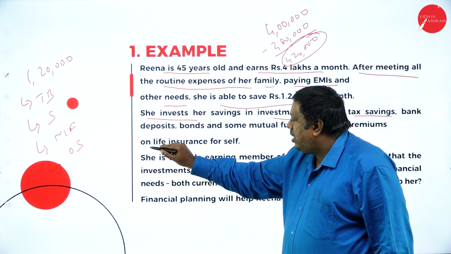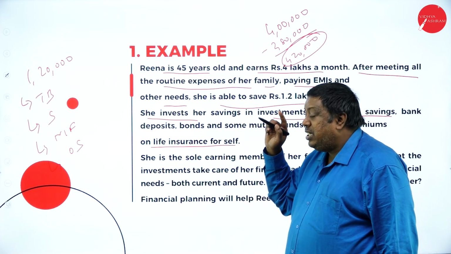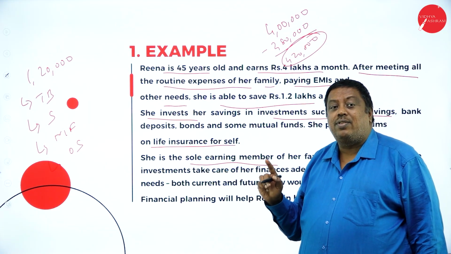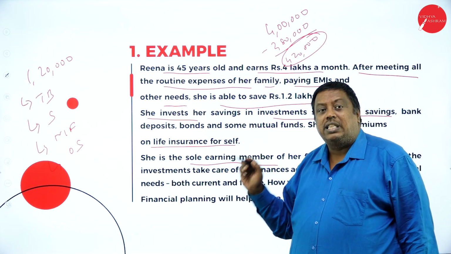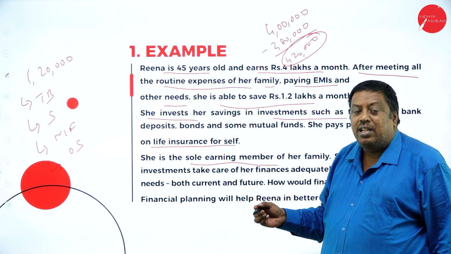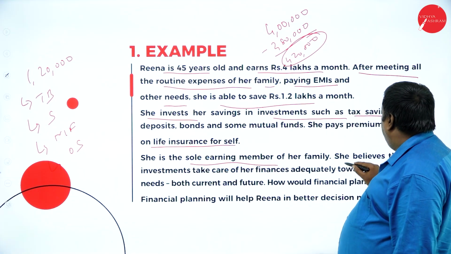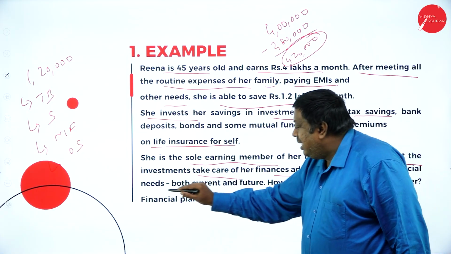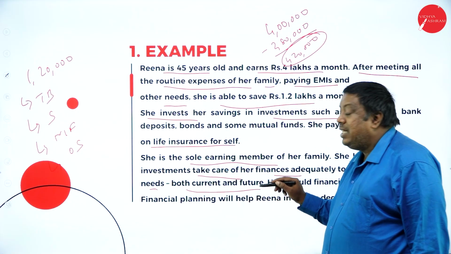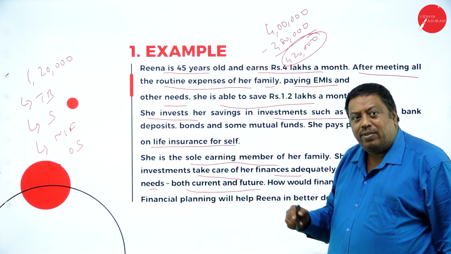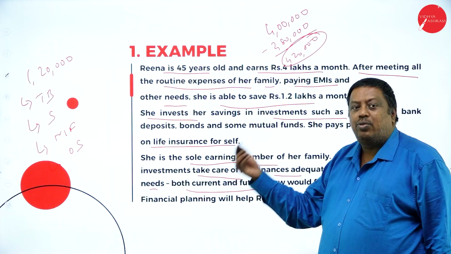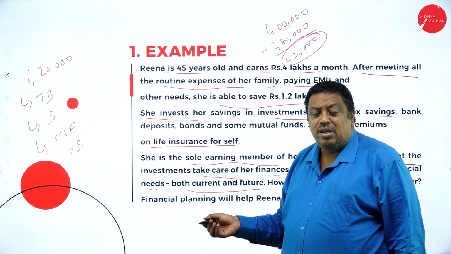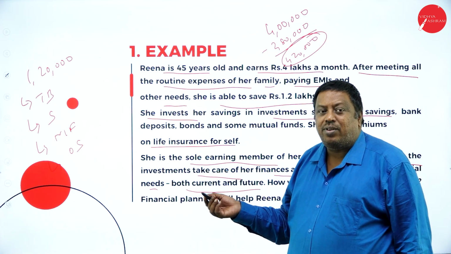And she has even covered her life with a life insurance policy, and she is the only member in the family who is earning and taking care of the family. So we have to keep in mind all these things, and then suggest in such a way that it will benefit her future. She believes that investment takes care of her finances adequately towards her financial needs, both current and future. She is saying, I want the benefit now in the current situation and even for the future. After my retirement, and even now, I require it for my children's education or for my other medical needs, where I have to take care of my family here.